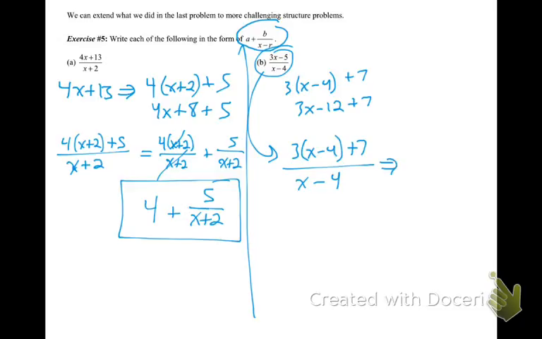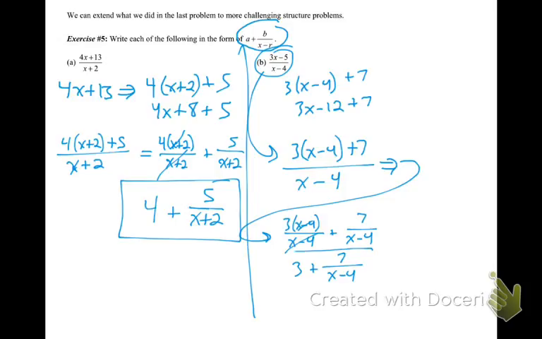which allows me to break it up into two separate fractions. I'll write it down here. 3 times x minus 4 over x minus 4 plus 7 over x minus 4. And that allows me to write my final answer, because the x minus 4's cancel, as 3 plus 7 over x minus 4. Okay, pause the video now, write down anything you need to.